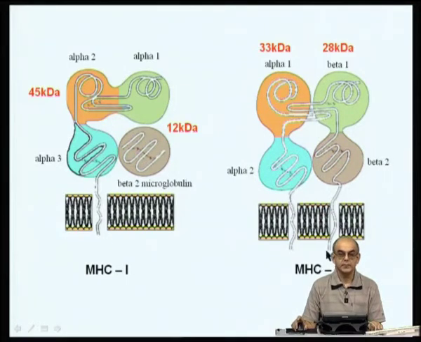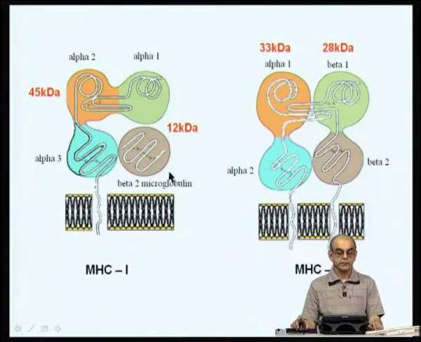In contrast, the MHC2 molecule had two subunits, both of which were anchored into the membrane. These two subunits being the alpha subunit, which was 33 kilodaltons in size, and the beta subunit, which was 28 kilodaltons in size. The alpha subunit having two domains, alpha 1 and alpha 2, and the beta subunit having two domains, beta 1 and beta 2.